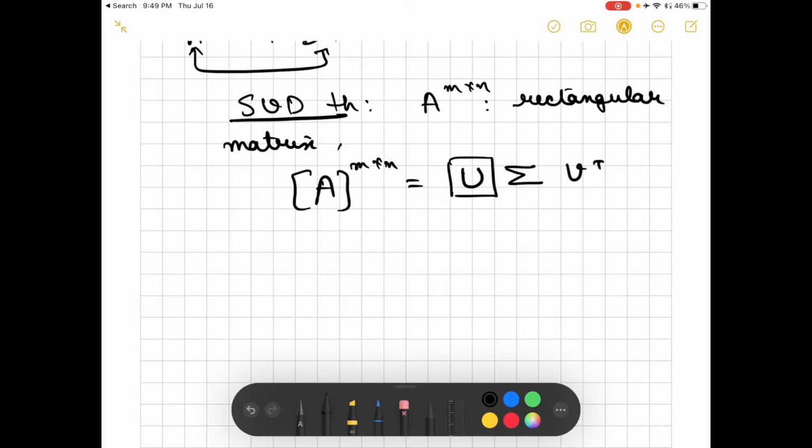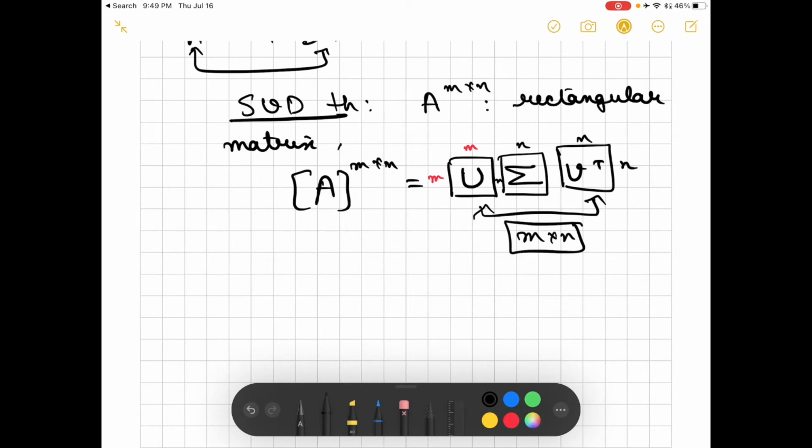U is of size M cross M. Our sigma is of size M cross N, and our V transpose is of size N cross N. Since it's a square matrix, the size is not going to change after transpose, and if we multiply these together, we are going to end up with an M cross N matrix.